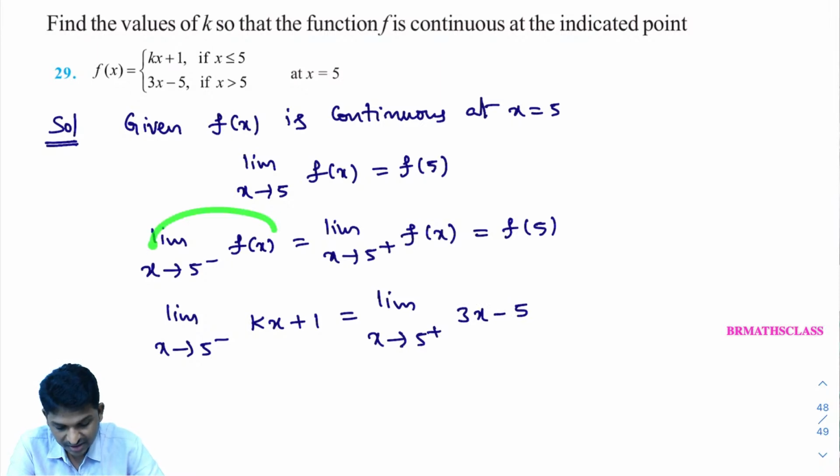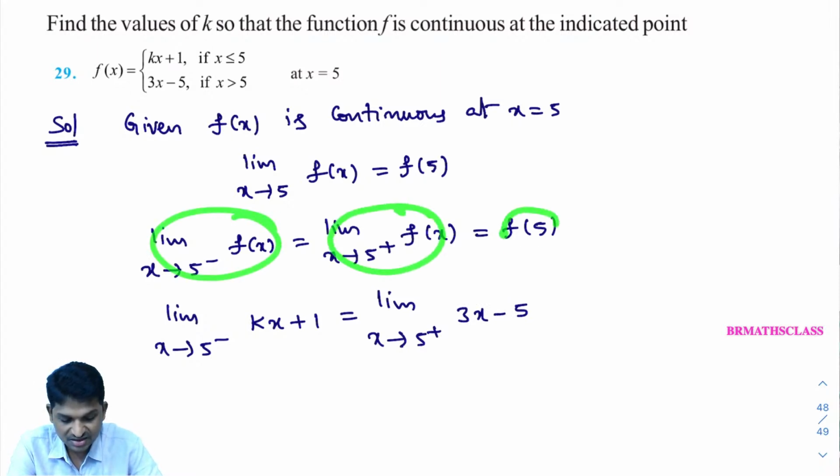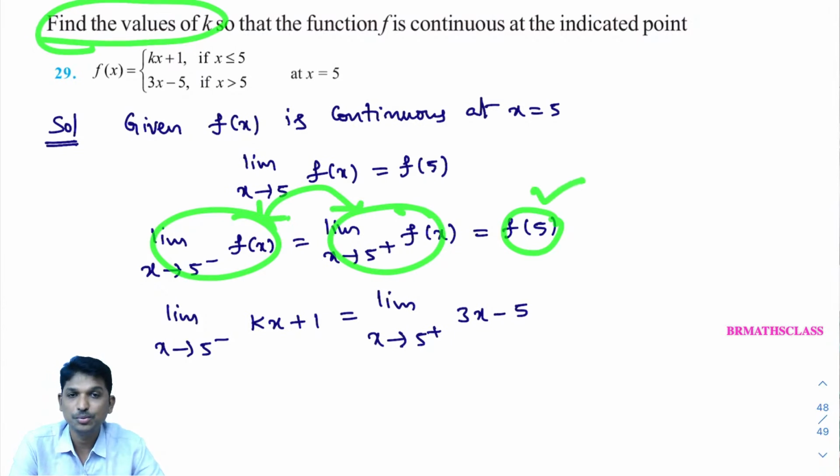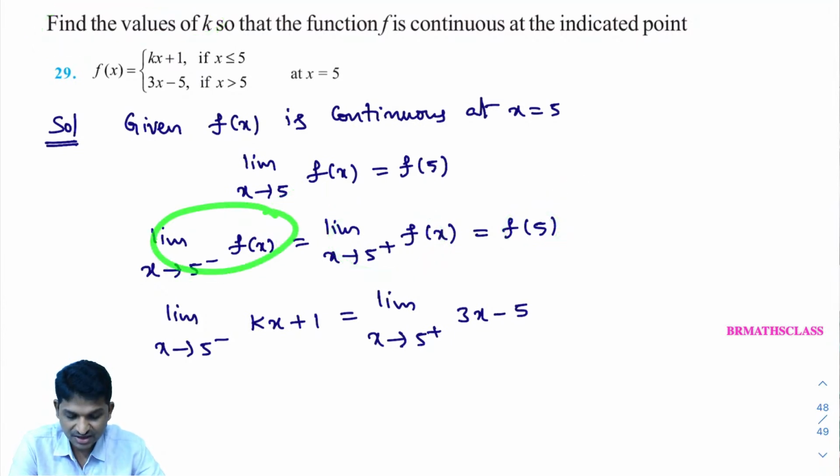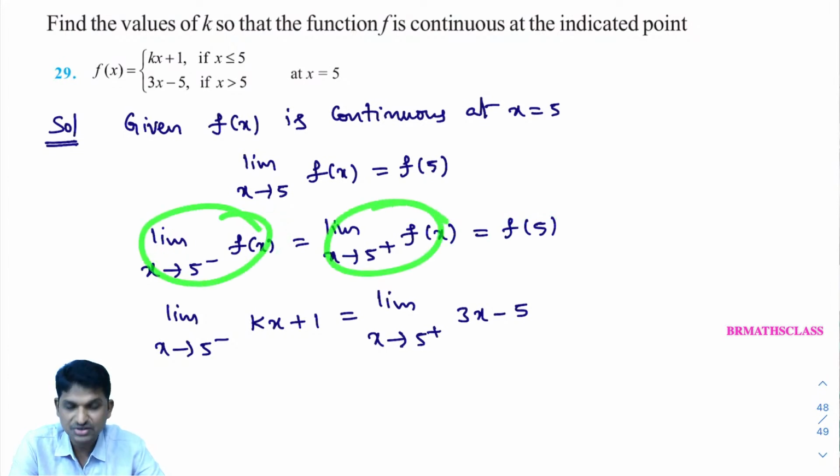Actually, they have given that these three are equal, but I will use these two things. These two are enough to find the value of k. If necessary, then I will use the third one. I hope you are understanding. We can use this equal to this, this equal to this. Any two things are enough here to find the value of k. I am going to use these two.